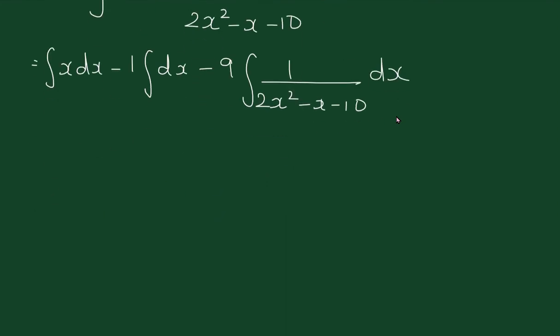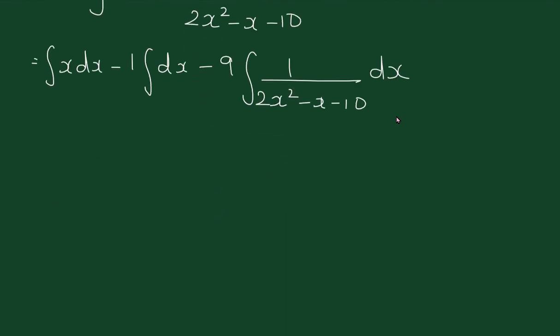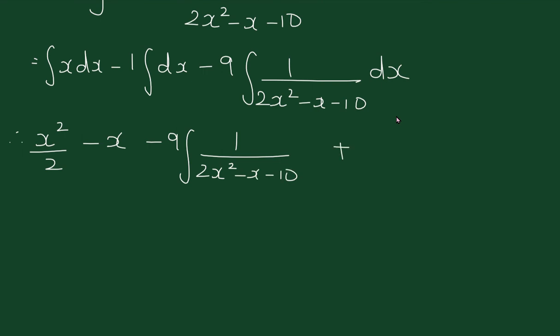Now we already know the answer for the first two terms. So the first two terms can be written as x square upon 2 minus x. The third term we are yet to find the answer for, so we write it as it is for now. Since we have solved the first two terms, we write a constant, that is plus c1. Remember that we have written c1.